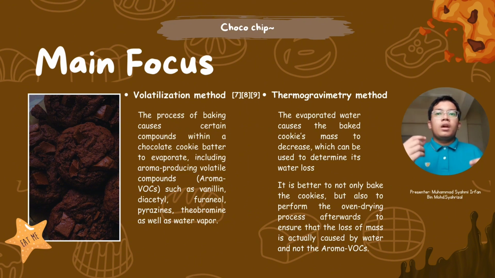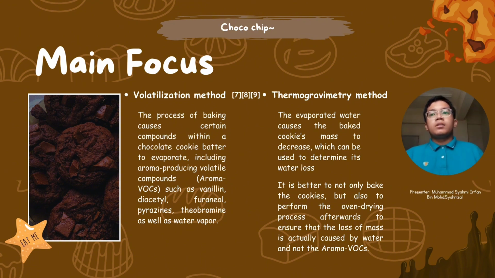In this presentation, we will focus on the volatilization method and gravimetric method in relation to the moisture content in chocolate cookies. Volatilization is a core process in developing the aroma, flavor, and texture of a chocolate cookie. The process of baking causes certain compounds of the chocolate cookie batter to evaporate, including aroma producing volatile compounds or aroma VOCs such as vanillin, diacetyl, furanol, pyrazines, theobromine, as well as water vapor.